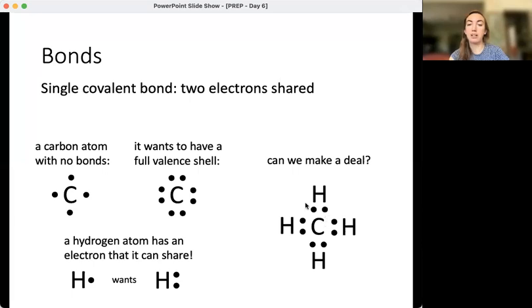So a single bond involves 2 shared electrons. So we can always look at this valence shell and say, carbon wants 4 bonds. It needs 4 friends that will each loan it 1 electron. Hydrogen wants 1 bond because it just needs 1 extra electron. So carbon will always want 4 bonds, and hydrogen will always want 1 bond.